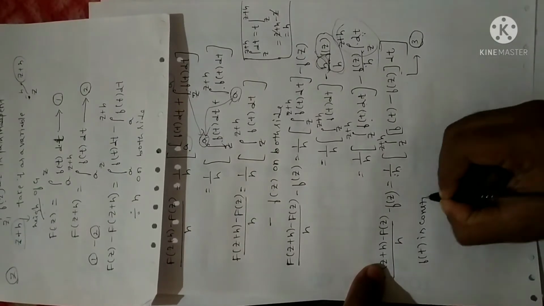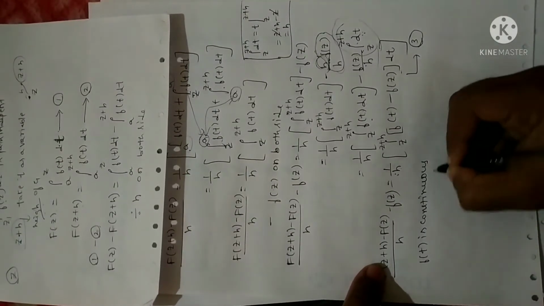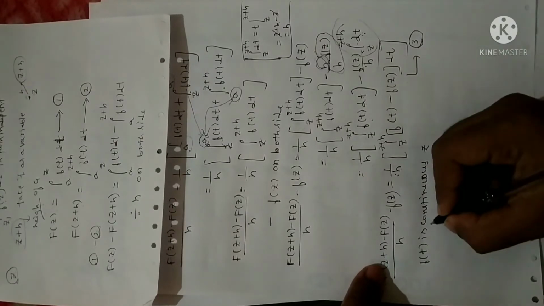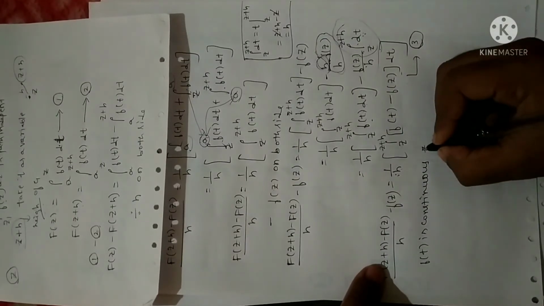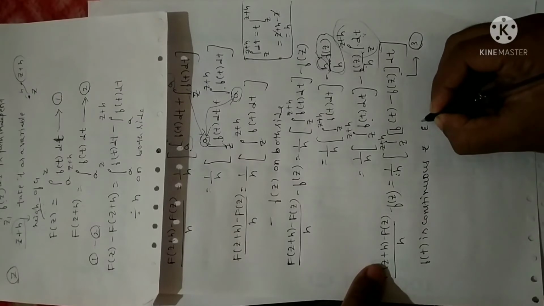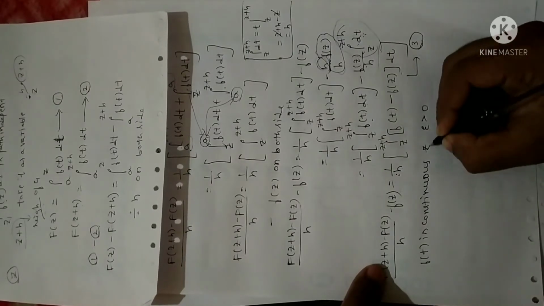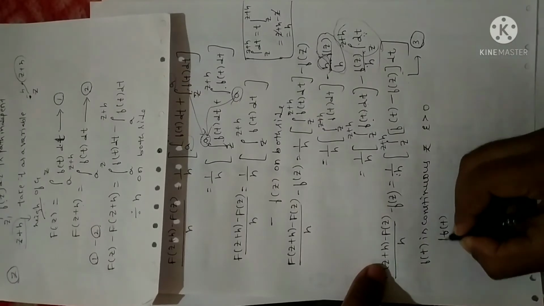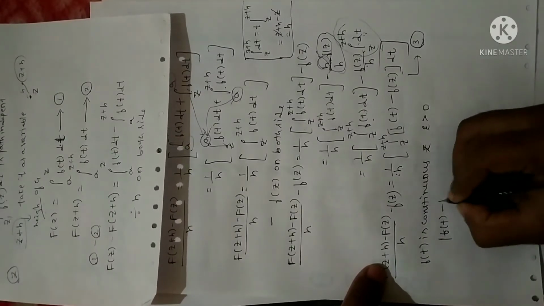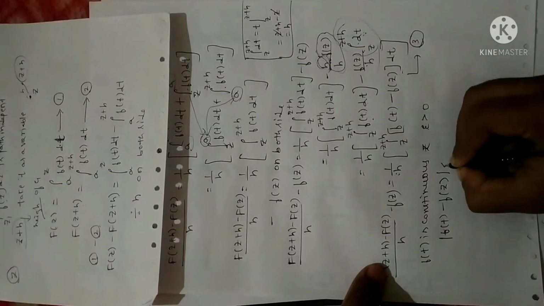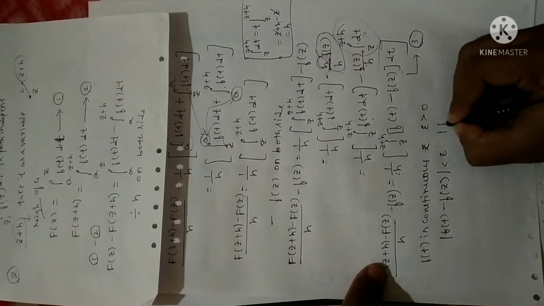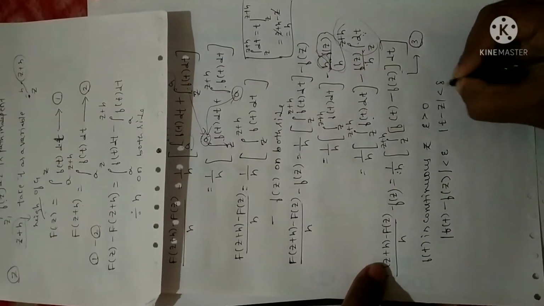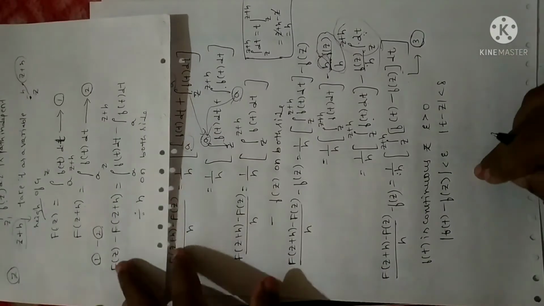Why? Because it is given in the theorem only. So if f of t is continuous in the complex plane at z, then as per the definition of continuity, for epsilon greater than 0, we can write magnitude of f of t minus f of z will be less than epsilon whenever magnitude of t minus z is less than delta. This is from the definition of a continuous function.